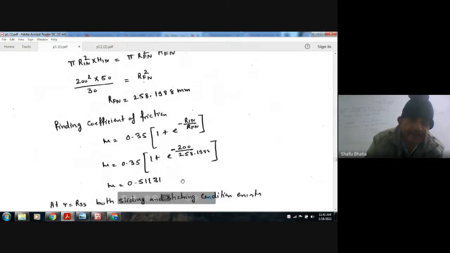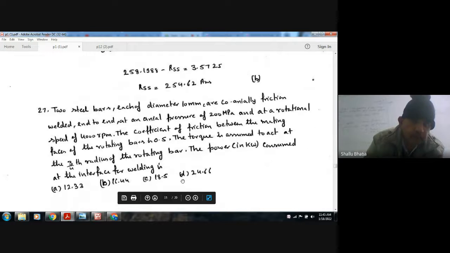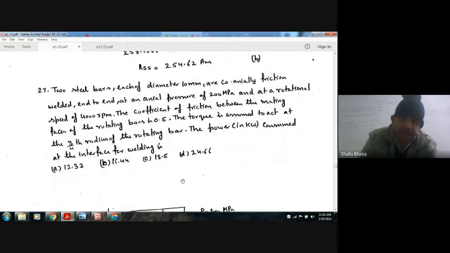Okay. Next, two steel bars, each of diameter 10 mm, are coaxially friction welded end to end at an axial pressure of 200 MPa and at a rotational speed of 4000 rpm. The coefficient of friction between the melting faces of the rotating bars is 0.5. The torque is assumed to act at the 3/4 radius of the rotating bars.